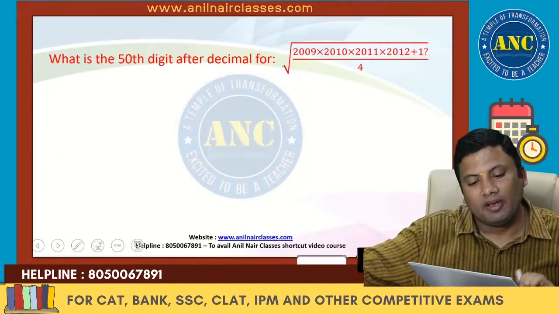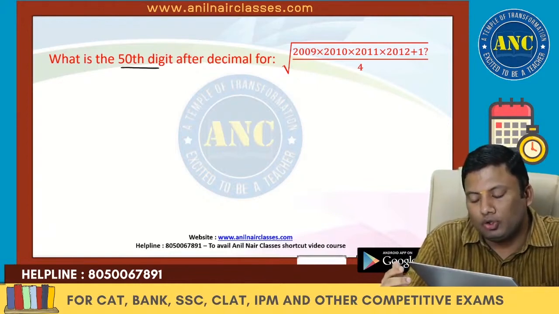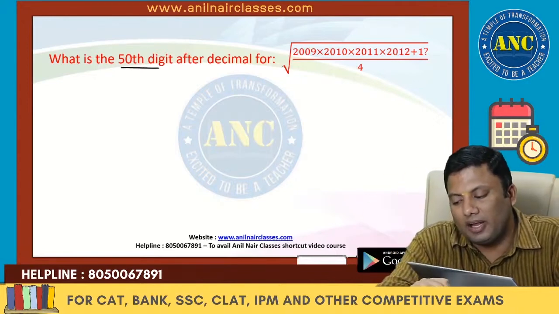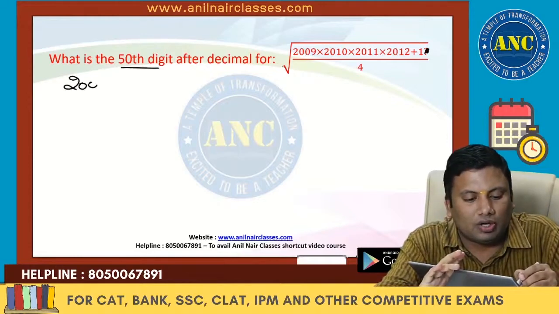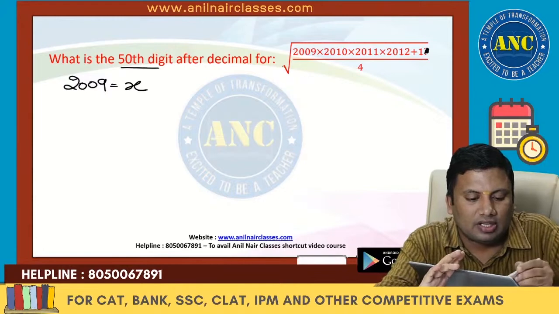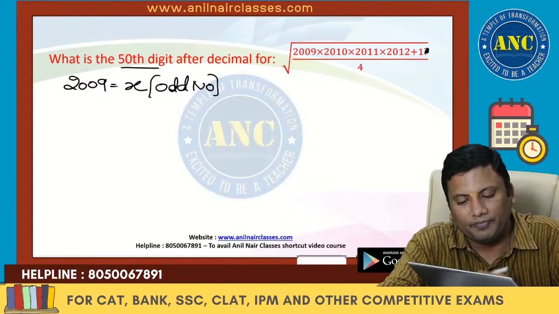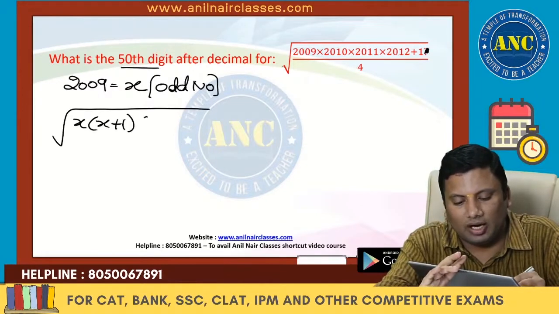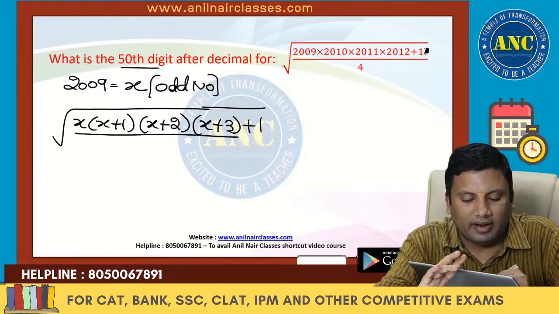Another one. What is the 50th digit after the decimal for root of 2009 into 2010 into 2011 into 2012 plus 1, when divided by 4? Let 2009 be x. x is an odd number, which we are going to use in this logic. So this is root of x into x plus 1 into x plus 2 into x plus 3, plus 1, when divided by 4.